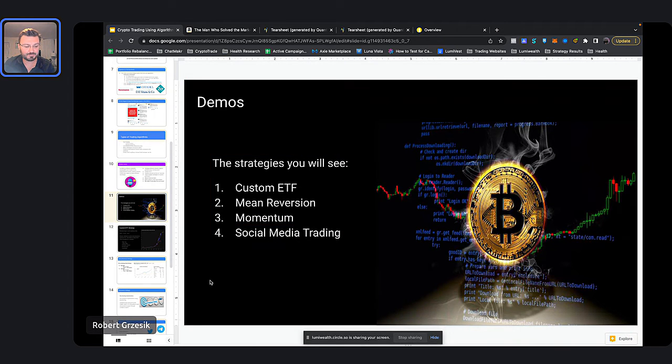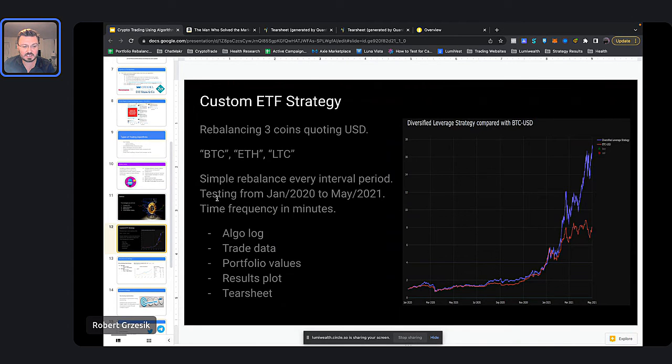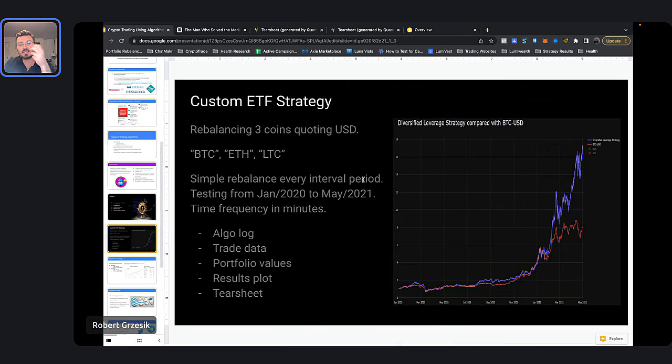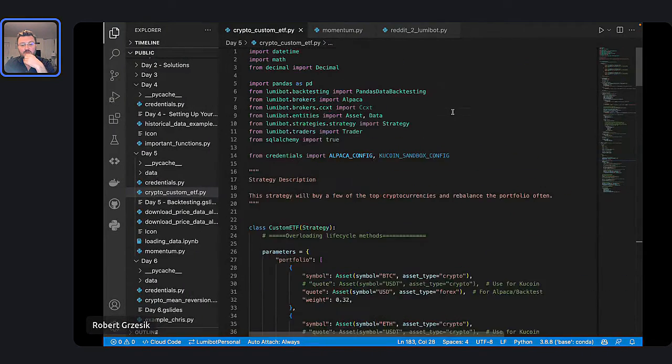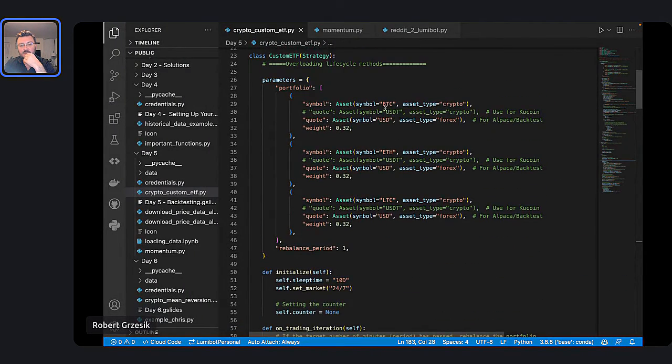All right. So here's that custom ETF strategy. This is a pretty simple strategy. All it's doing is creating your own ETF. It's investing in 3 different coins: Bitcoin, Ethereum, and Litecoin. It's a third, so 33% into each one of them. And what it's doing is automatically rebalancing between all 3 of them.